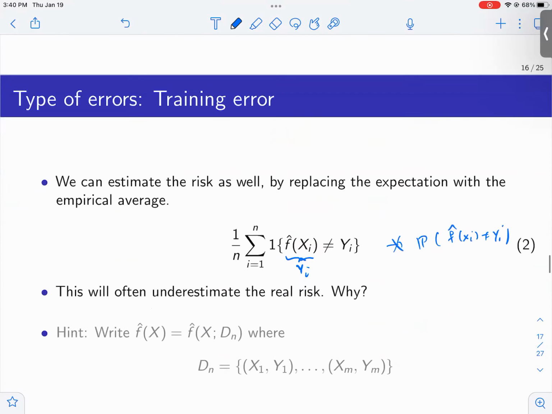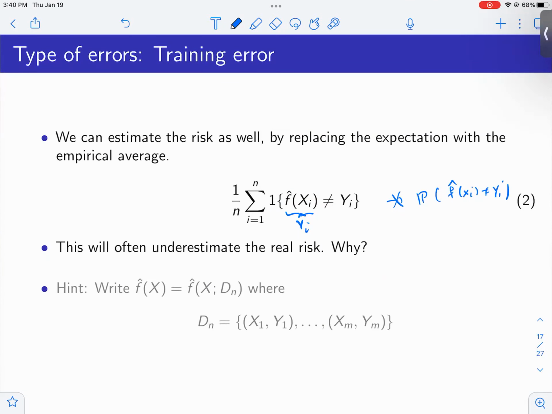I'm going to skip this for now again. And then towards the end of the last lecture, we started talking about the so-called training error, how we can measure the risk or estimate the risk. So we have an estimate of the rule. How do we estimate the error? And we talked about the idea of training error.